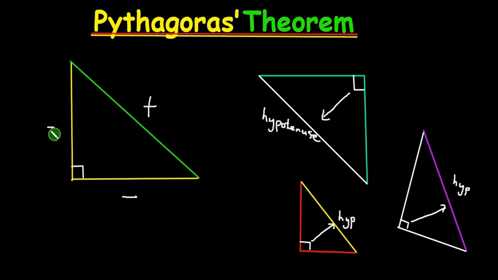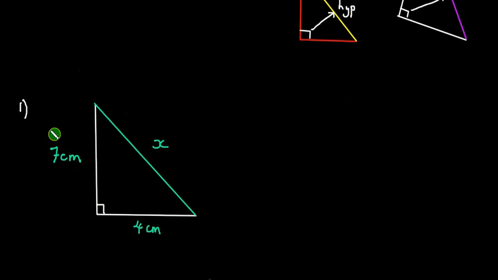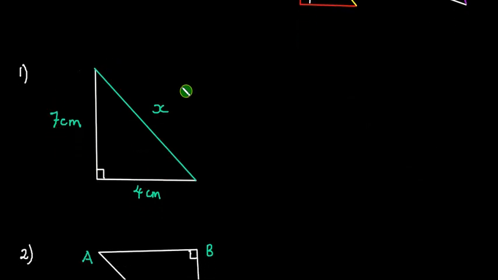Now let's get straight into an example. So the first example here, the hypotenuse is x. Again, we identify the hypotenuse by just identifying the right angle here. The side directly opposite to the right angle is my hypotenuse. So the unknown side is x, the hypotenuse. In order to find this side, according to the method that we'll be using, we add the squares of the other two sides.